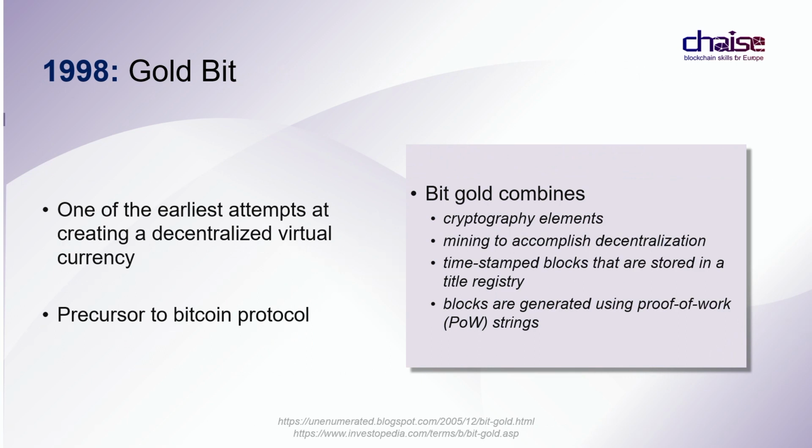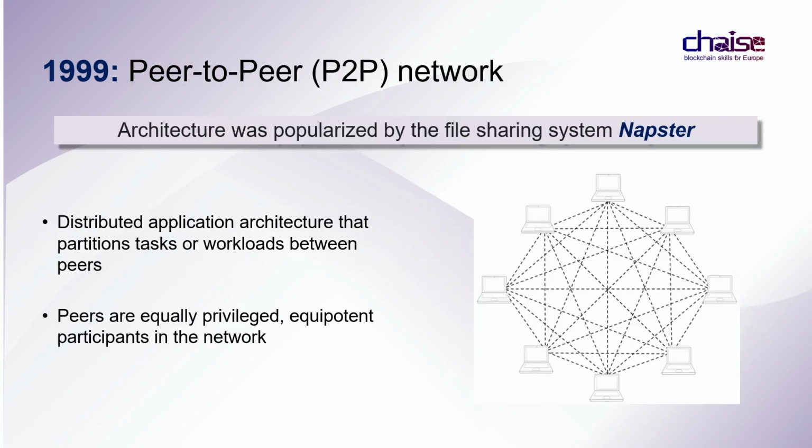In 1998, computer scientist Nick Szabo works on BitGold, a decentralized digital currency. This is one of the earliest attempts at creating a decentralized virtual currency. The BitGold project was never implemented, but it is considered to be the precursor of the Bitcoin protocol. BitGold combines cryptography elements, mining to accomplish decentralization, and timestamped blocks that are stored in a title registry. Blocks are generated using proof-of-work strings.